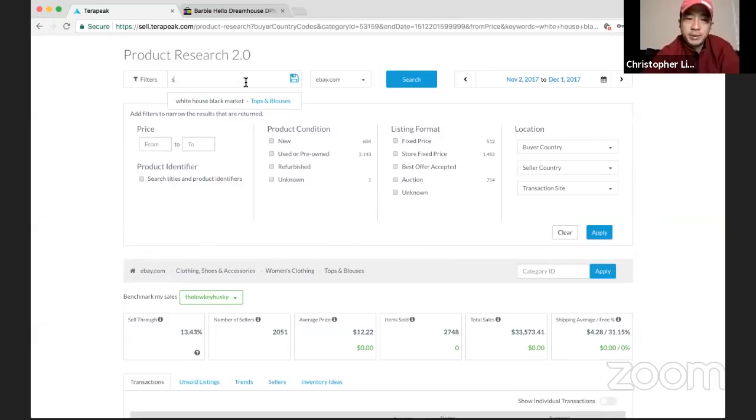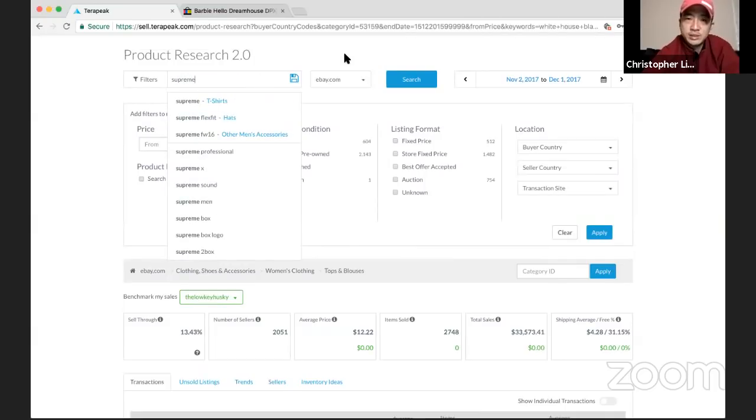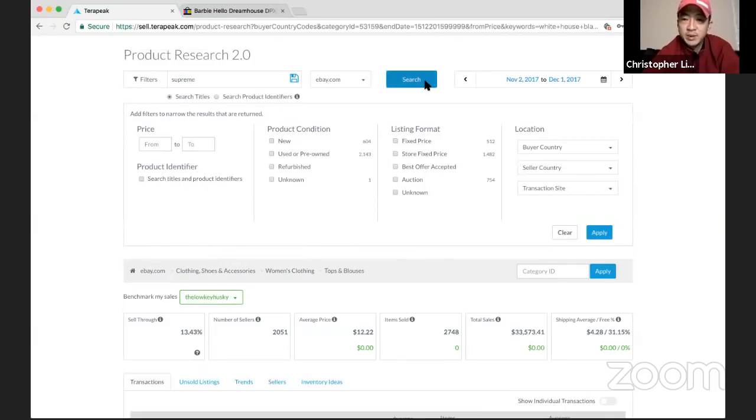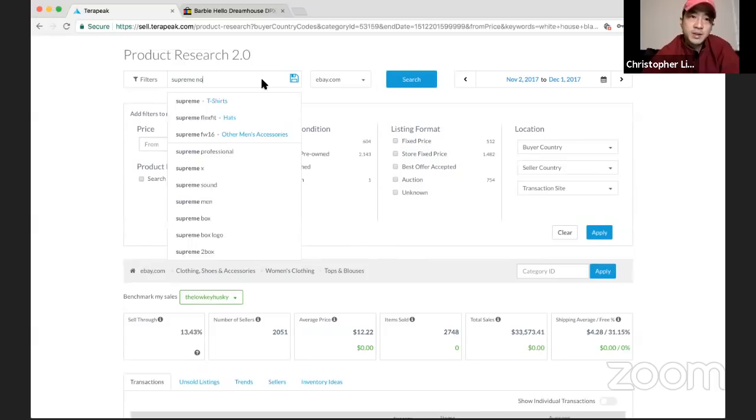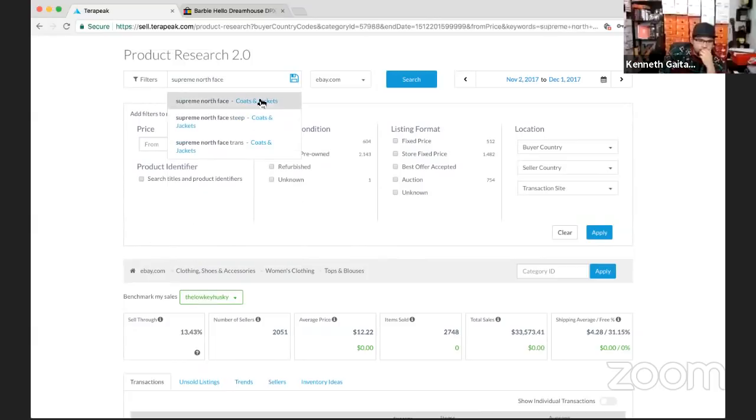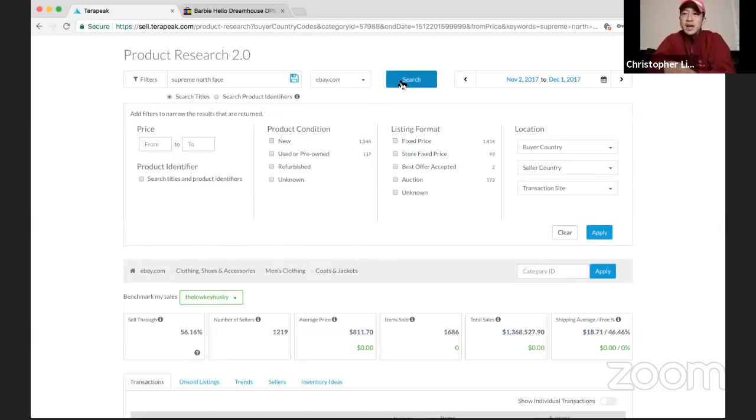Let's check out Supreme. Do I dare even put that in? It's trending like fire right now. What do you guys think the market for Supreme is? Supreme North Face, Chris. Oh, Supreme, yeah. It just dropped. Look at that. Look how few sellers there are. 1,200 sellers for $1.3 million. Dominating. That is intense.